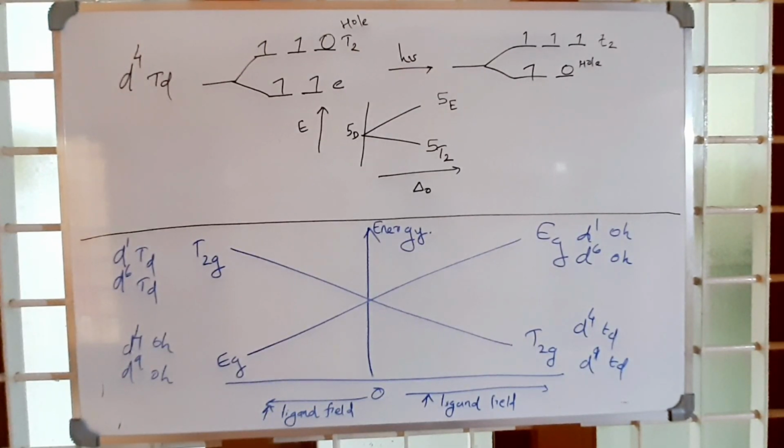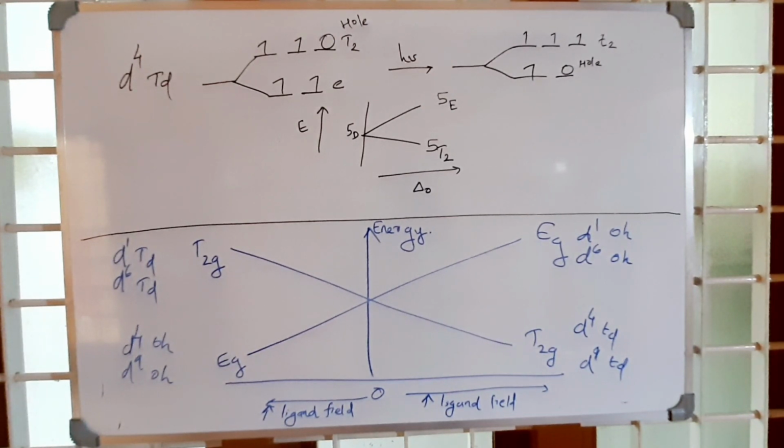So in tetrahedral D4, it splits into E and T2, but the splitting is the reverse of D4 high spin. D5 splits into 5T2 and 5E.